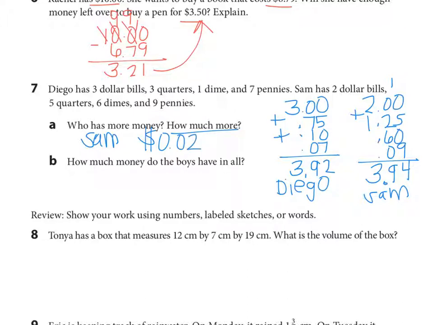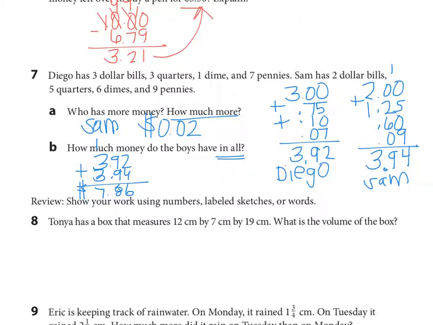2 cents. And how much money do the boys have in all? So in all, that key phrase right there means we're going to add. So we're going to add $3.92 plus $3.94, and we see 6 and 8 and 7. So $7.86 in all.